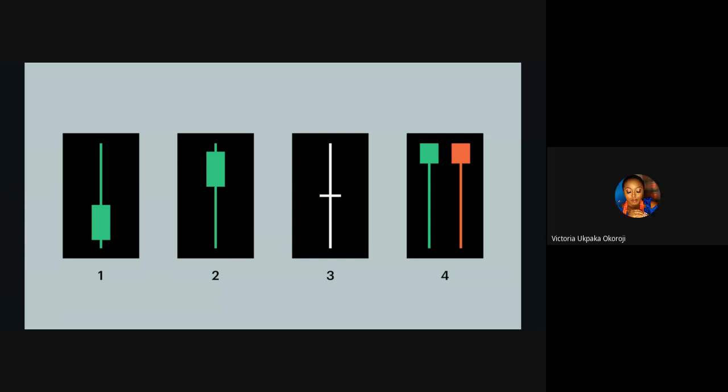So now, this one is called an umbrella. An umbrella means there's no small tiny stick at the top. A red umbrella is called a hammer. And when you see a hammer, it often means that the asset is receiving either a buy action or people are cashing out.